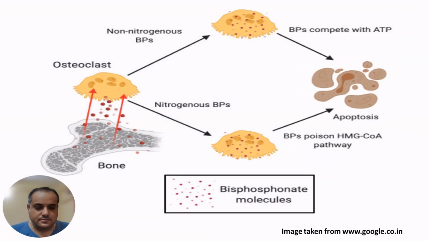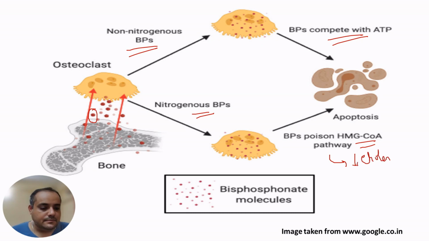Now, as you can see from this image, the bisphosphonates have been taken up into the osteoclasts. If they are non-nitrogenous bisphosphonates, that is the first generation bisphosphonates, they are competing with the ATP, and ultimately there is apoptosis because of less synthesis of ATP. And if they are nitrogenous bisphosphonates, then they are inhibiting the HMG-CoA or the mevalonic acid pathway, and ultimately there will be decreased cholesterol synthesis. And because of the decreased cholesterol synthesis, there is apoptosis of the osteoclasts.